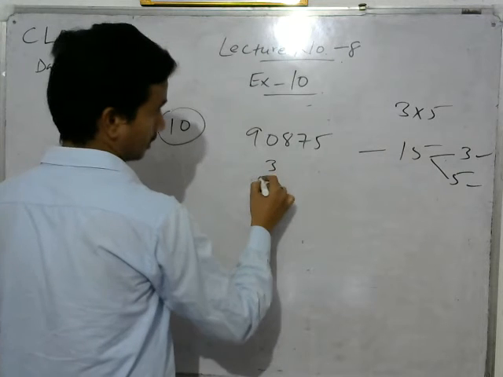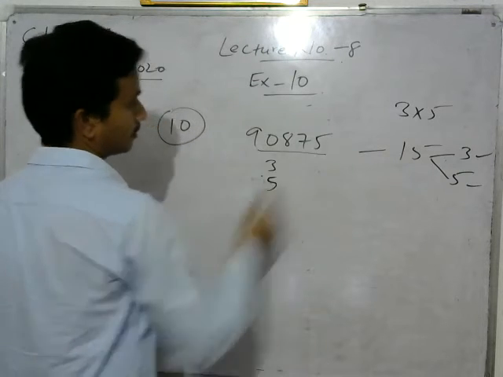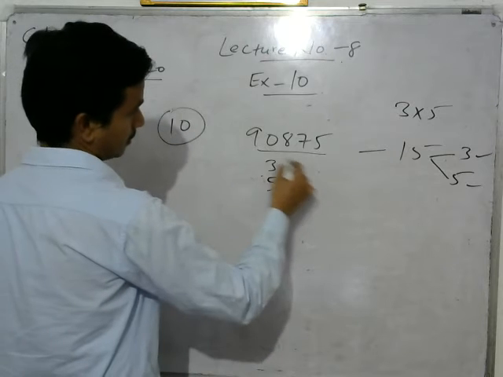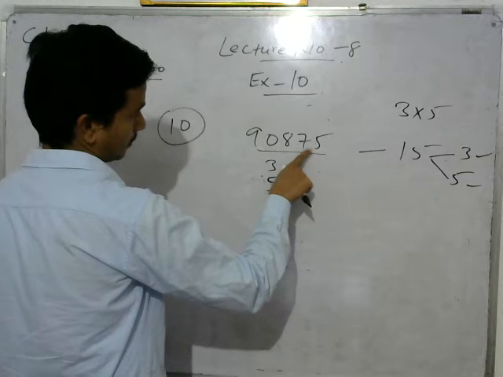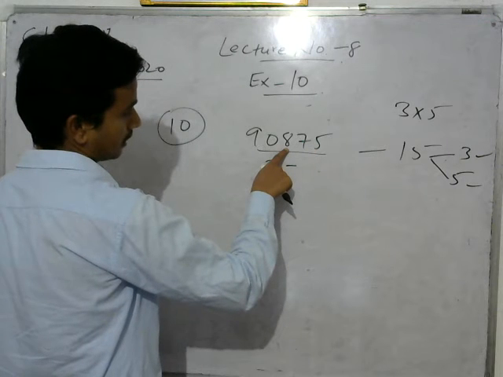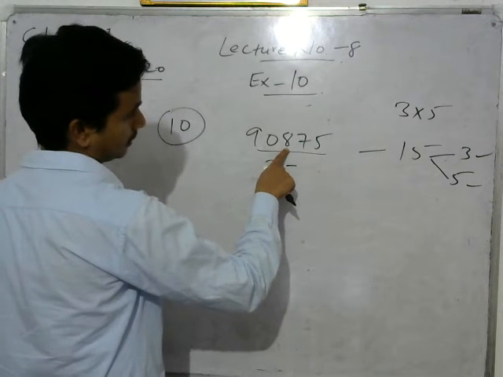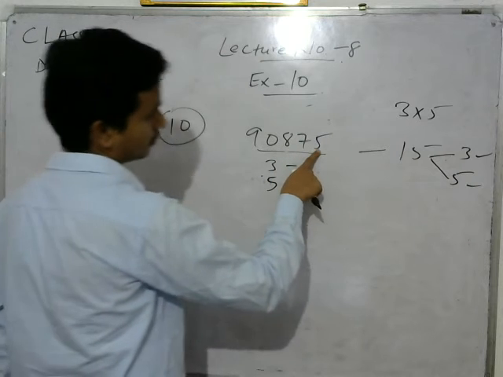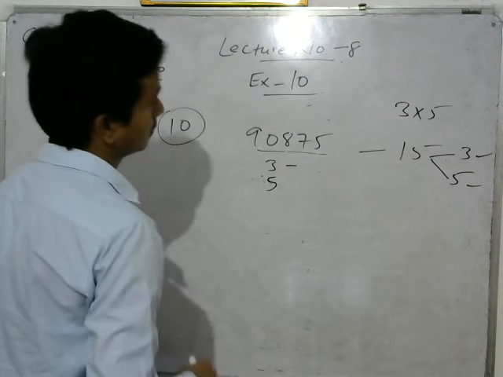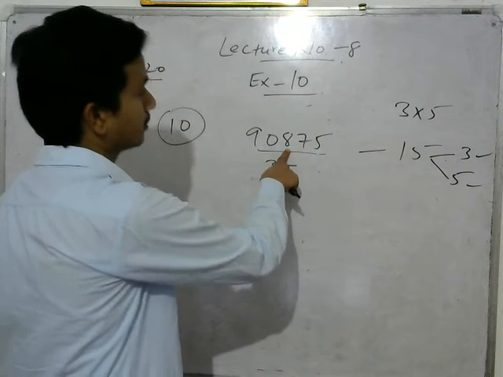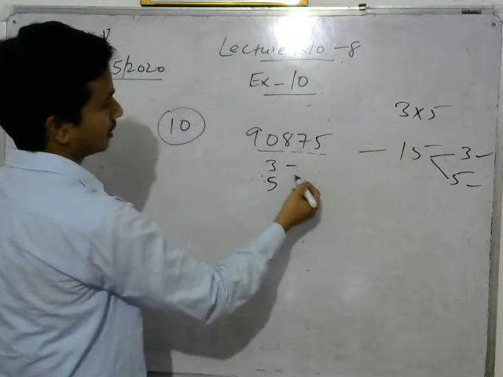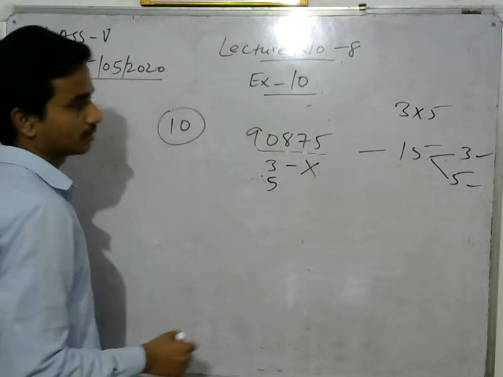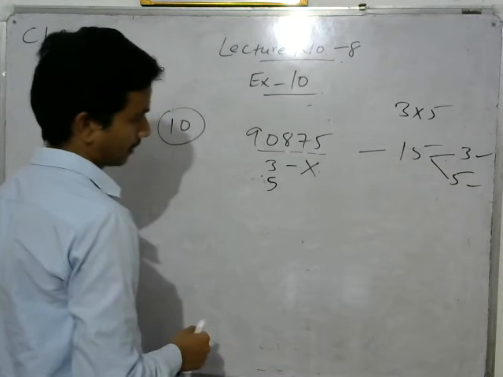So now check for 3 and 5. Is it divisible by 3? Sum of the digits: 9 plus 8 is 17. 17 plus 7 is 24. 24 plus 5 is 29. 29 is not divisible by 3. So this number is not divisible by 3.